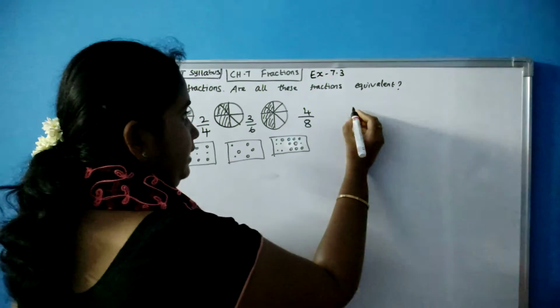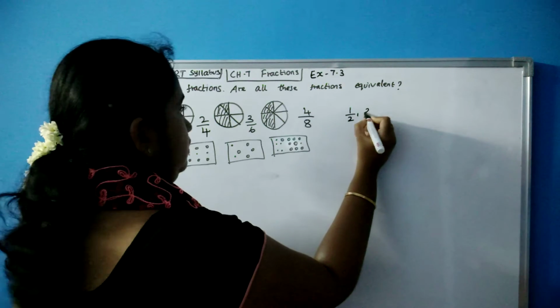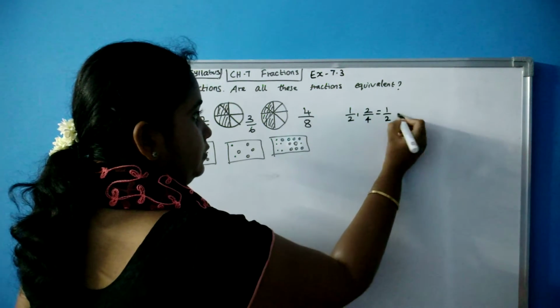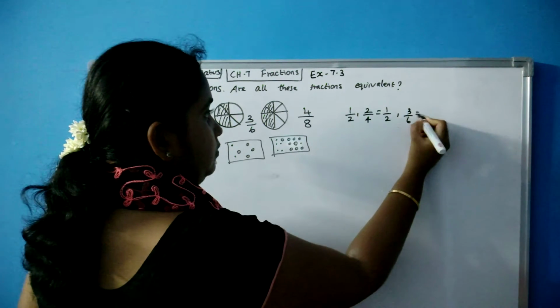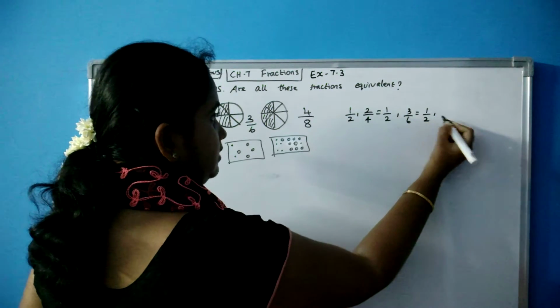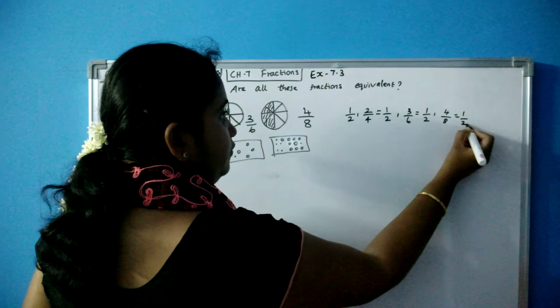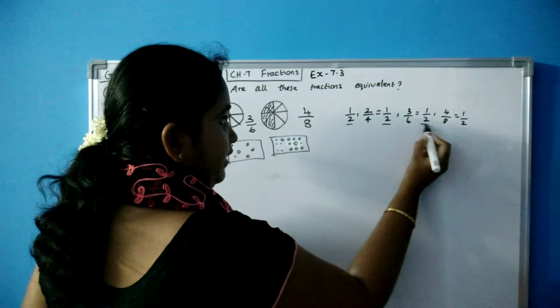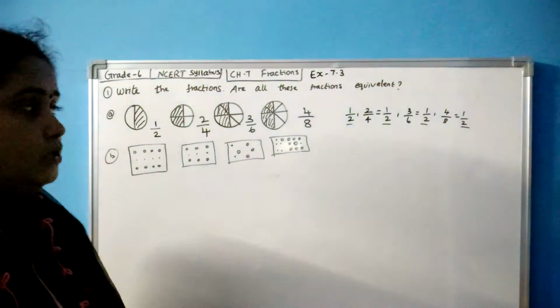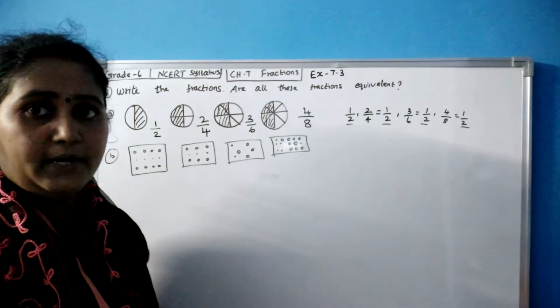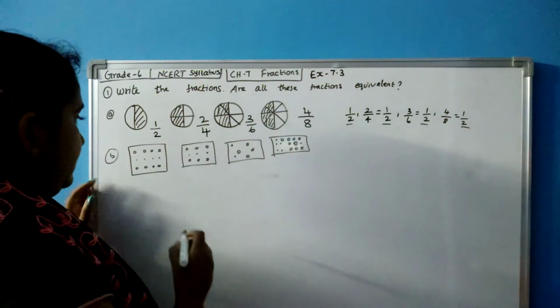So now write 1 by 2, comma 2 by 4. If you simplify it, 1 2s are 2, 2 2s are 4. 3 by 6 also, 1 3s are 3, 2 3s are 6. 4 by 8, 1 4s are 4, 2 4s are 8. So everywhere the fractions are equal, right? So these fractions are equal is your answer. Hope you understand. Now we will move on to the next sum.